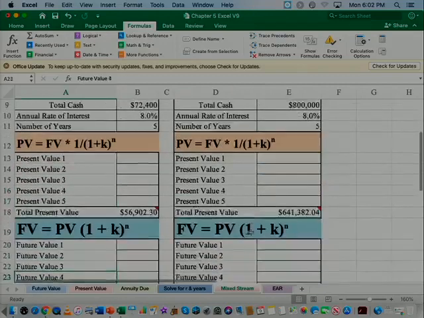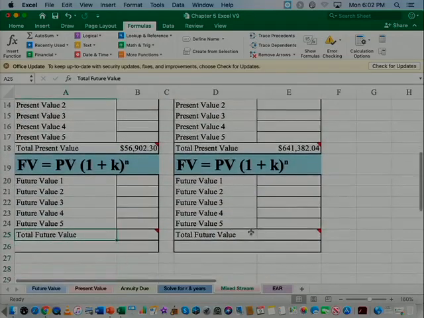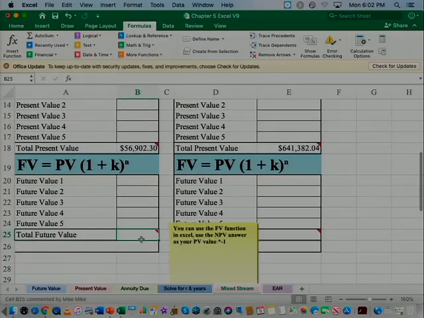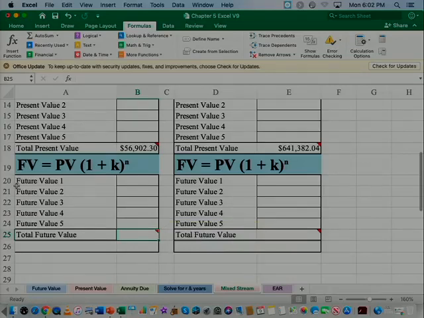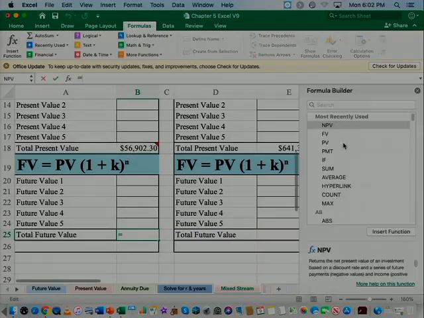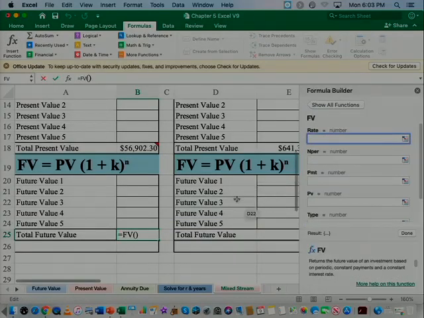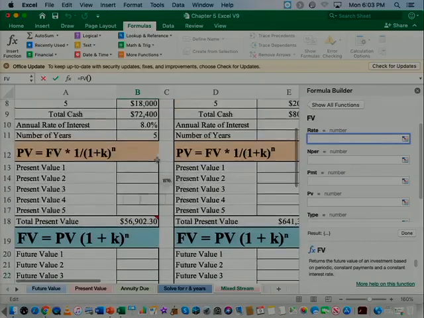Now moving down to the future value of an annuity. Here again, it says you could use the FV function in Excel, using the net present value answer as your present value times -1. Let me show you how that works. To calculate the future value, we're going to click on future value. Our rate is going to be the 8%.